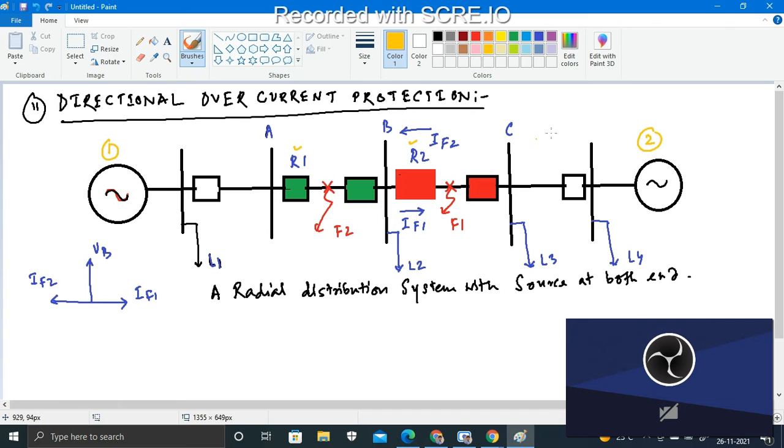So we have R1 and R2, two different zones we are selecting. For the AB zone, we have a fault F2, which will be sensed by the relays R1, A and B, where C is also open. So considering C open, the BC zone is not connected, where the fault F1 appears. So that fault will be detected by R2.